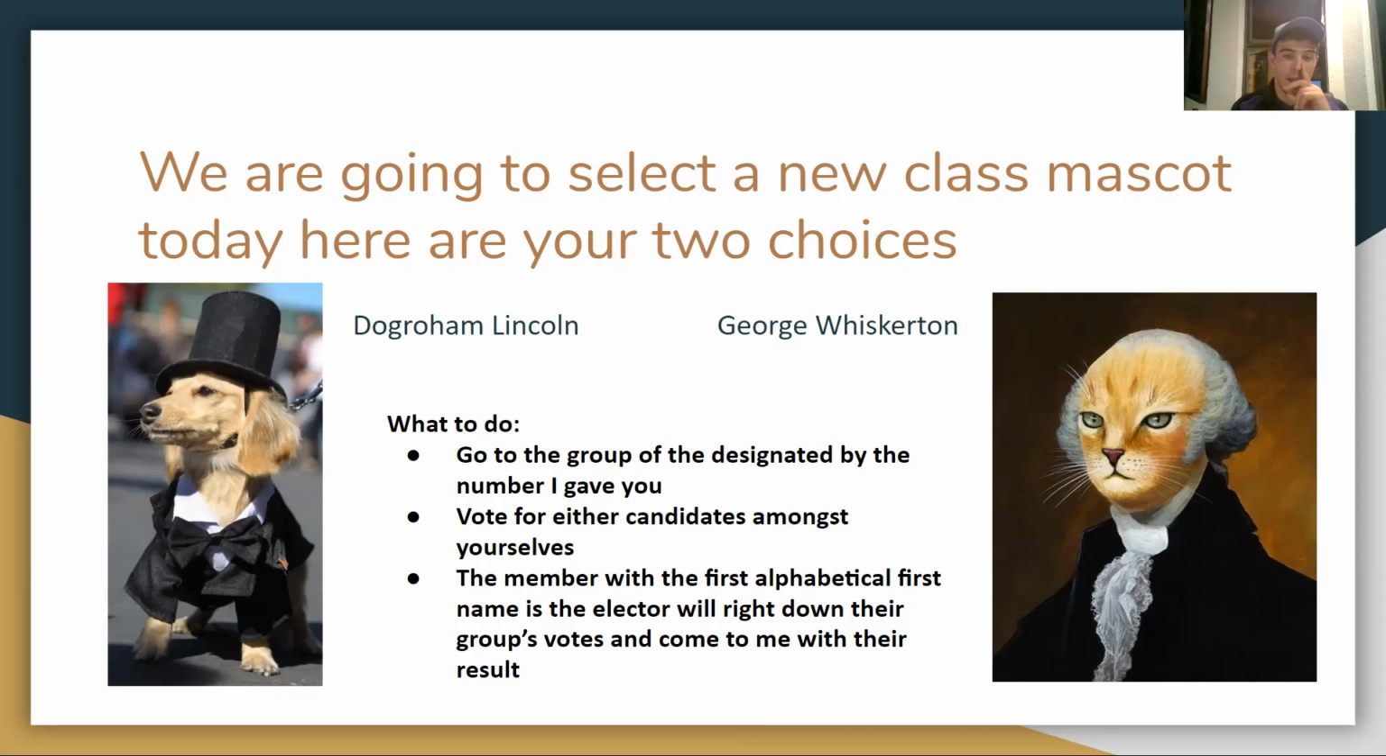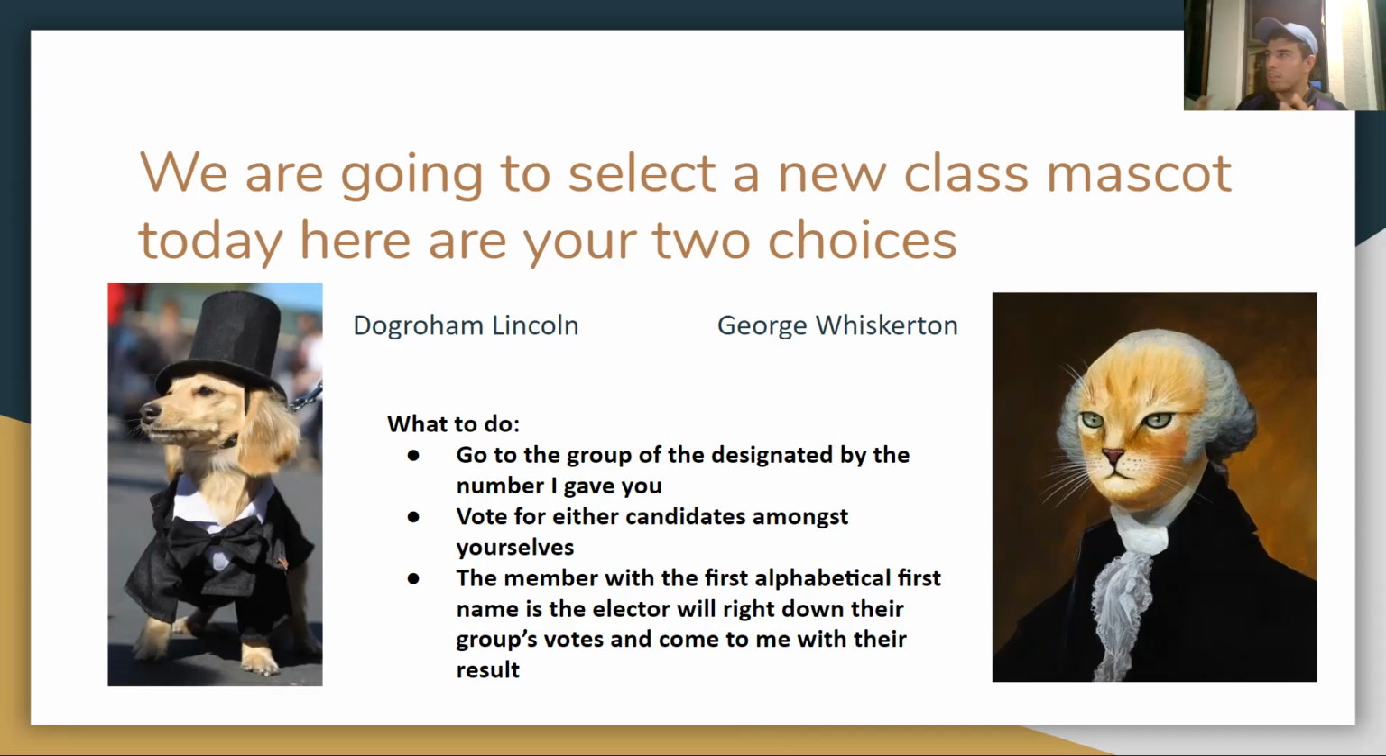All right. And now once you guys finish voting within your group, I want one of you guys to write the votes down on a sheet so we have a clear representation of who was voted in your group. And the one of you with the alphabetical first name is the elector. That means they're going to come to me with the vote sheet and show me the winner between your group, basically. And we'll go from there. All right, let's go.